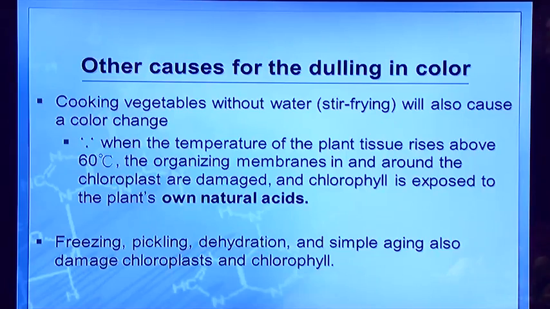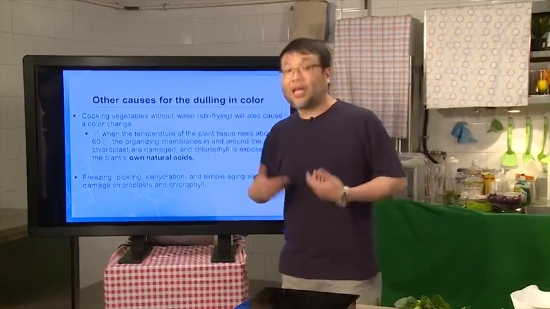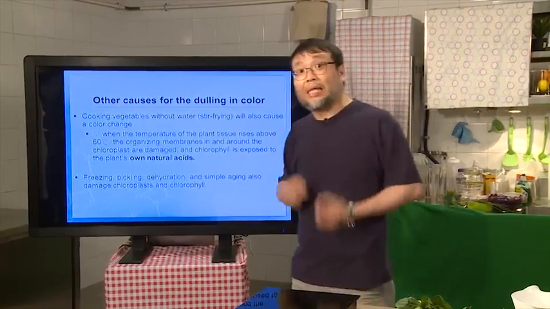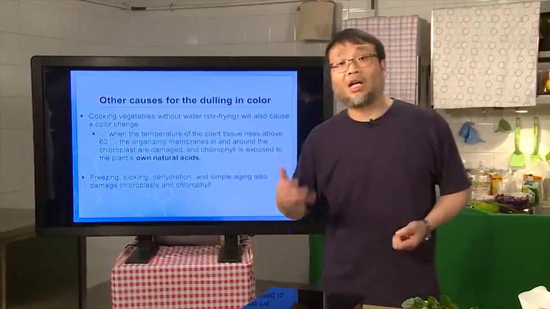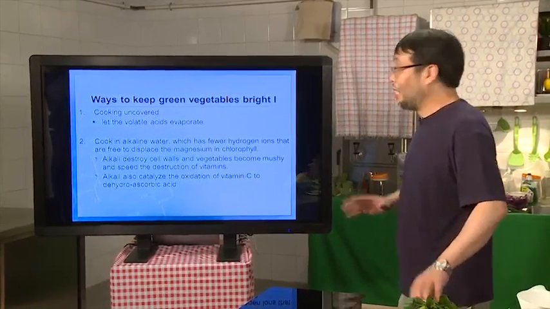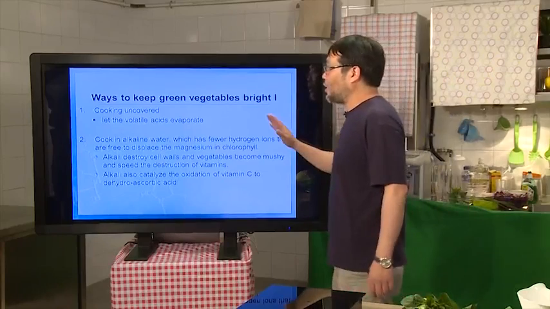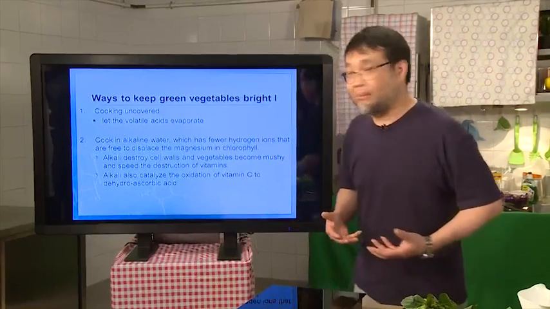And more than that, in fact, sometimes when we freeze certain vegetables, make pickled vegetables, or dehydrate them, or even when vegetables are dying or deteriorating, most of the time it will lead to the damage of the chloroplast and expose all this chlorophyll to the natural acid inside the cell. And in all those cases, you'll find that plants or vegetables, when they get old, also turn yellowish. So understanding this is important for us to know how we will be able to keep certain vegetables green when you want to present them in a dish.